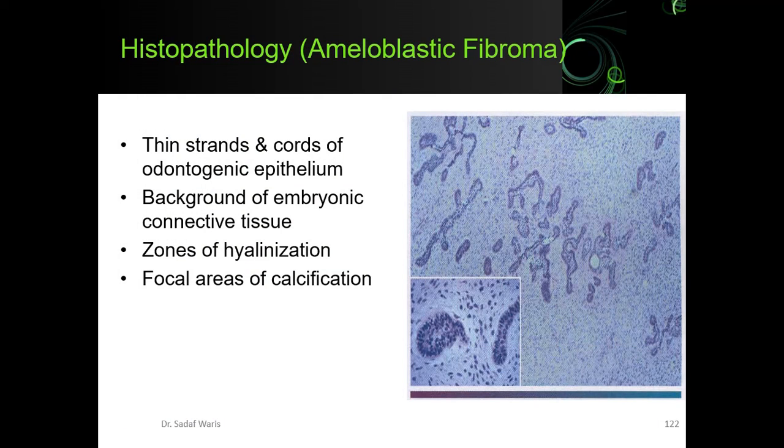On histopathology, the ameloblastic fibroma is composed of strands and cords of odontogenic epithelium lying within embryonic connective tissue. These strands and cords are lined by hyperchromatic, cuboidal, or columnar epithelial cells. All these epithelial cords and islands are lying in a loose ectomesenchymal tissue. In some areas, zones of hyalinization may be seen surrounding these odontogenic epithelial strands.